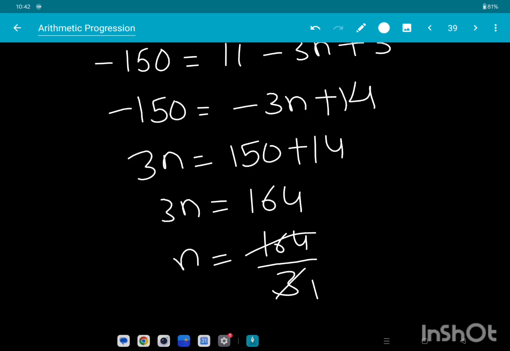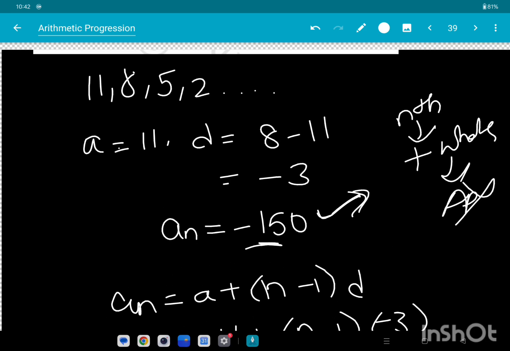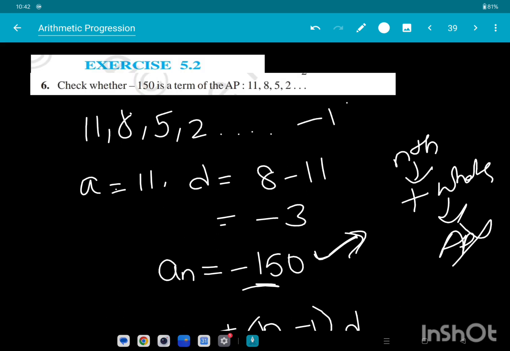Can I solve this? 3 5s are 15. 14 is there. 3 4s are 12. 0.2 is there. 3 6s are 18. So it was not a whole number. It was in decimals. So the n value is not a positive whole number. So it means minus 50 is not in this AP. So this is the way we will find out. Now move on to the next question.